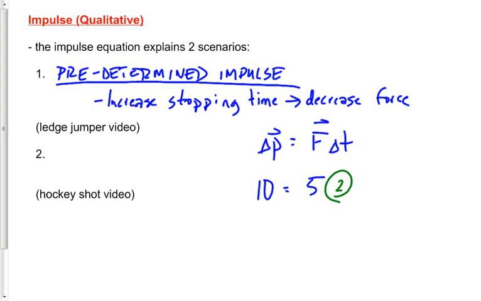Let's say that now my impulse is 10. Let's increase the time that it takes to stop, let's double it, 4 seconds. What does F got to be? 2.5. What have we just done by doubling the time that it took the object to stop? What have we done to the force? We've cut it in half, right? By increasing the stopping time, we've decreased the force. Does that make sense?